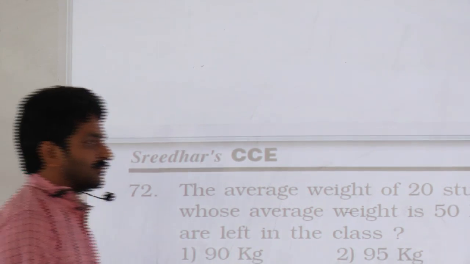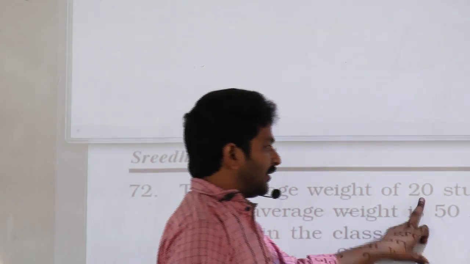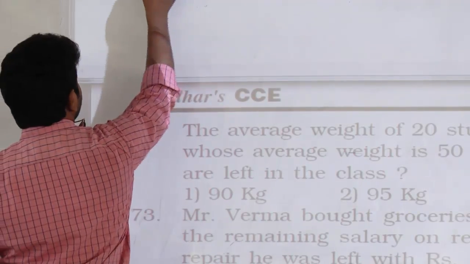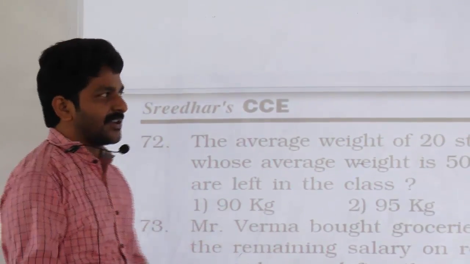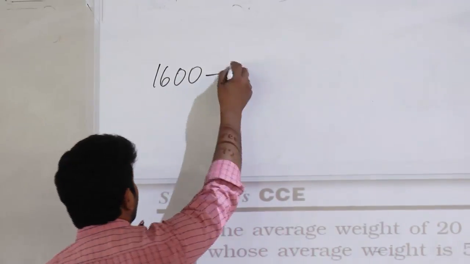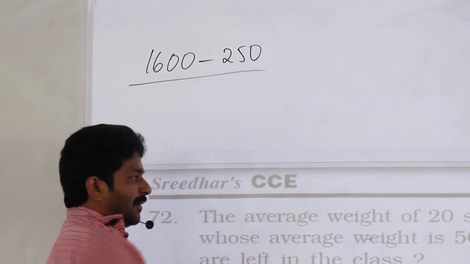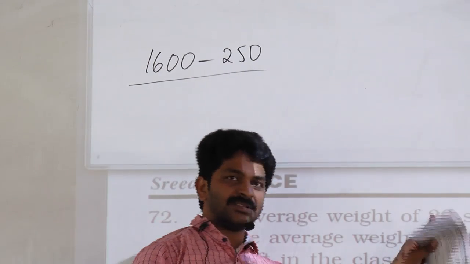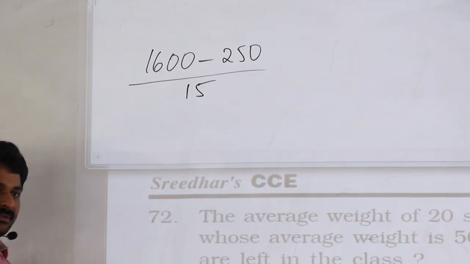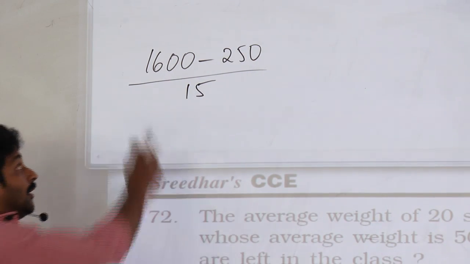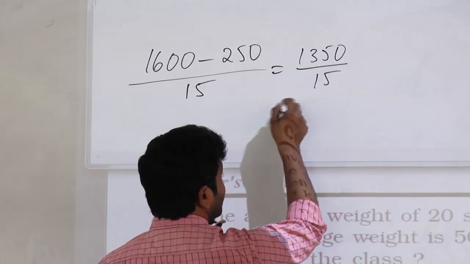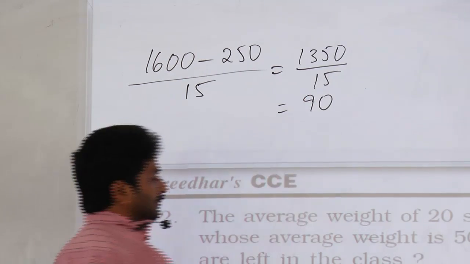What is average? The average of 20 students is given as 80. What is total? 1600. Out of this, 5 students left, whose average is 50. Sum becomes 50 5 times, 250. Out of 20 members, if 5 members left, there will be only 15 members. Average is divided by 15. This is 1350 divided by 15. 90.